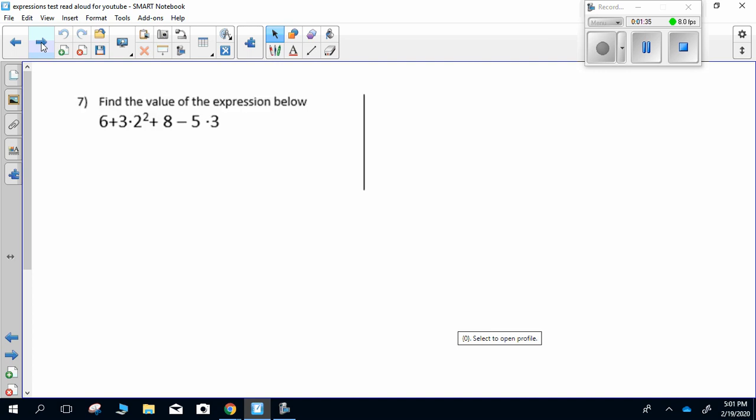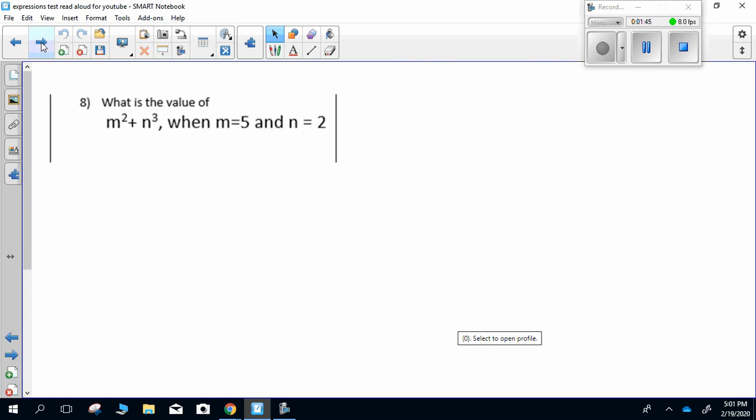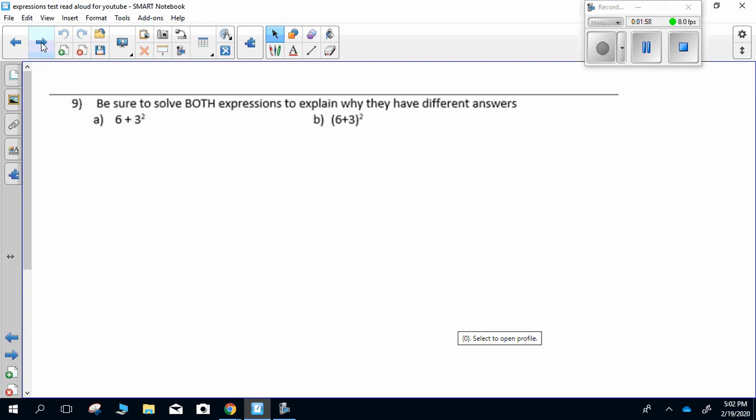Find the value of the expression below. 6 plus 3 times 2 to the 2nd power plus 8 minus 5 times 3. Number 8, what is the value of m to the 2nd power plus n to the 2nd power when m equals 5 and n equals 2?